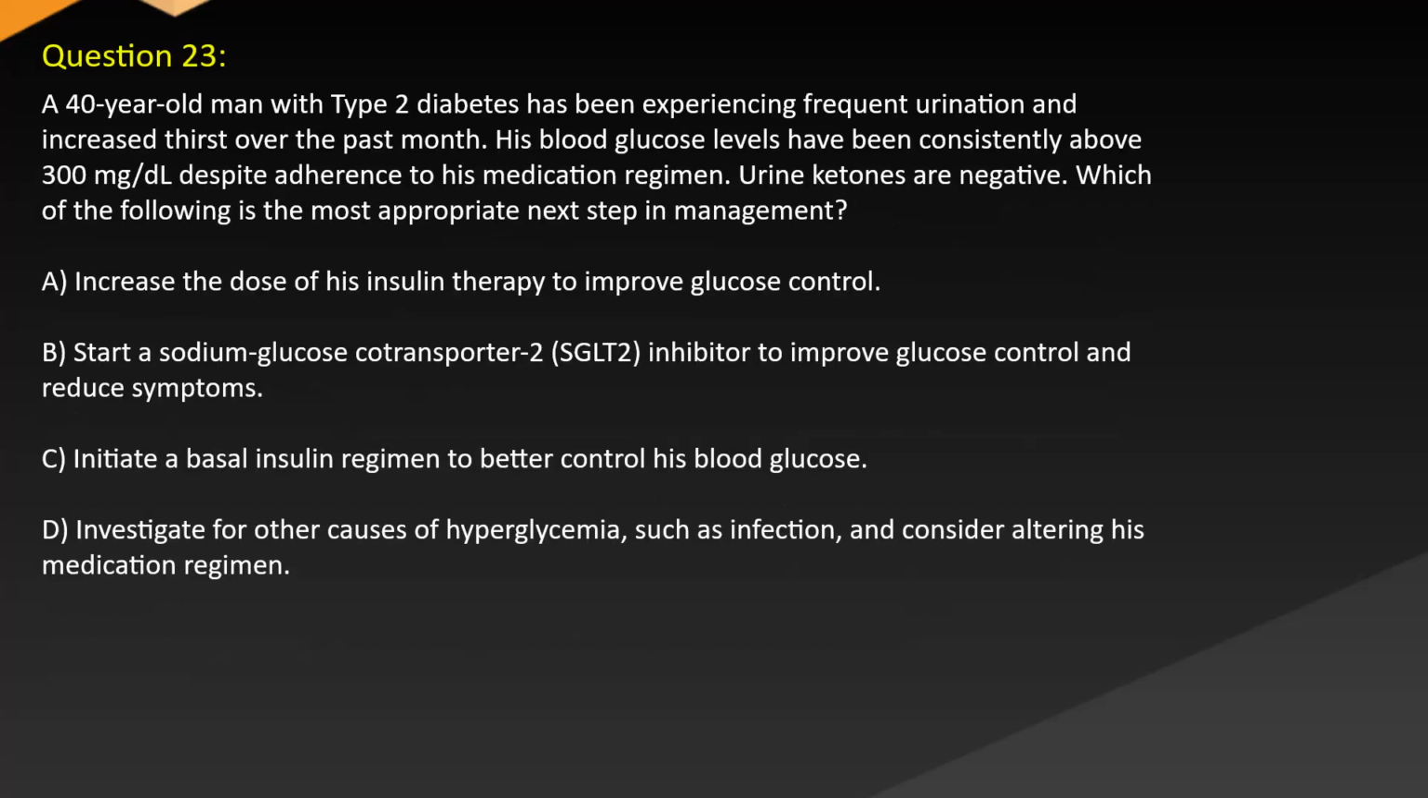Question 23. A 40-year-old man with type 2 diabetes has been experiencing frequent urination and increased thirst over the past month. His blood glucose levels have been consistently above 300 mg/dL despite adherence to his medication regimen. Urine ketones are negative. Which of the following is the most appropriate next step in management? A. Increase the dose of his insulin therapy to improve glucose control. B. Start a sodium glucose cotransporter 2 (SGLT2) inhibitor to improve glucose control and reduce symptoms. C. Initiate a basal insulin regimen to better control his blood glucose. D. Investigate for other causes of hyperglycemia, such as infection, and consider altering his medication regimen.